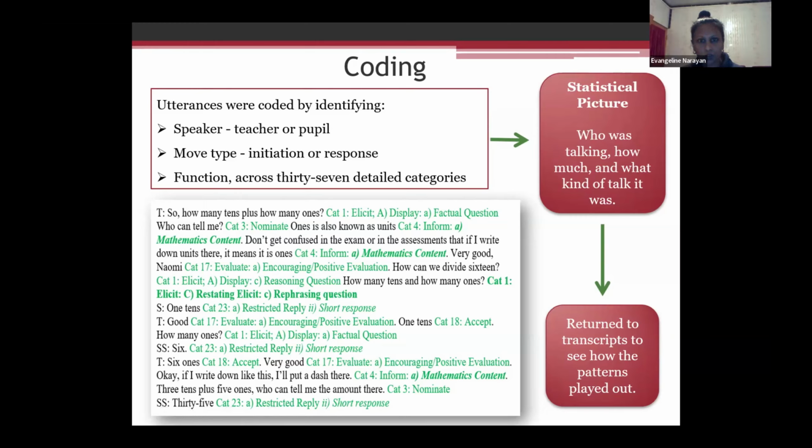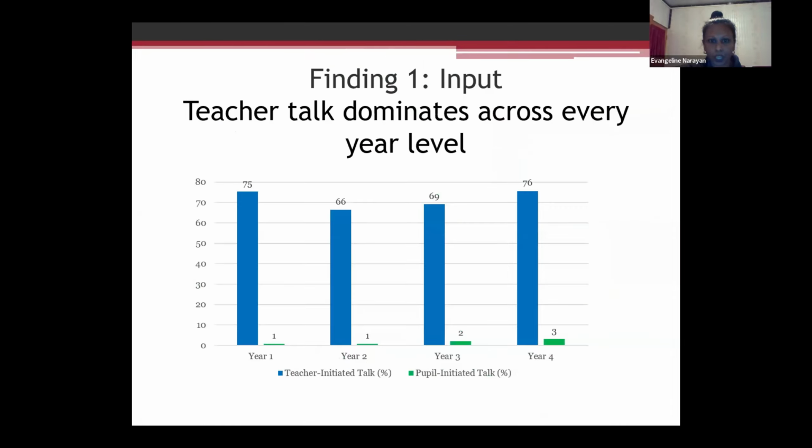Based on the coding, I was able to get a statistical picture on who was talking, how much, and what kind of talk it was. And then I returned to the transcripts to see how the patterns played out. Now looking at the findings and zooming into the input, it can be clearly seen that teacher talk dominated, of course, all year levels. And as you can see, this ranged from 66% to 76% across the year levels.